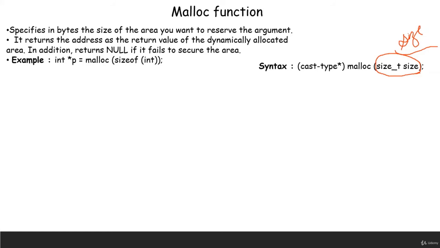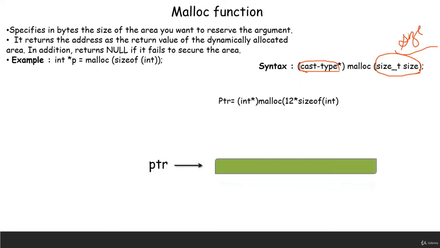Cast type is used to convert one data type into another data type. Here you will mention the type of data. Let's take an example: pointer = (int *) malloc(12 * sizeof(int)). What will it do? It will create a pointer and allocate memory to it. How much memory? Here you have specified 12 times sizeof(int).